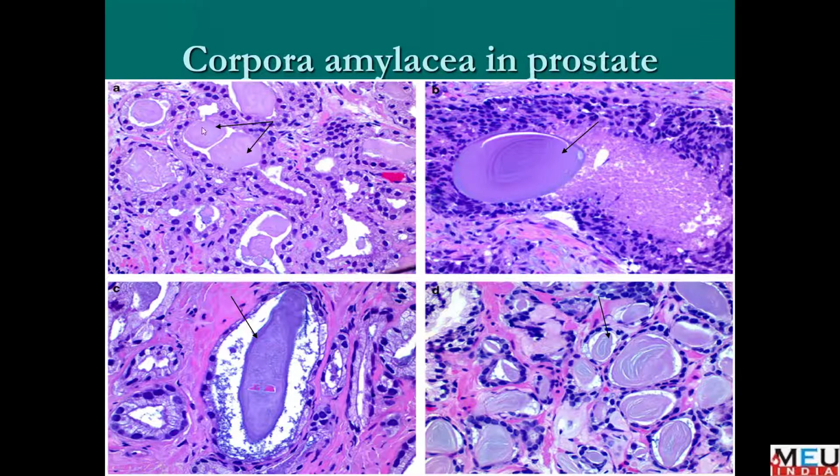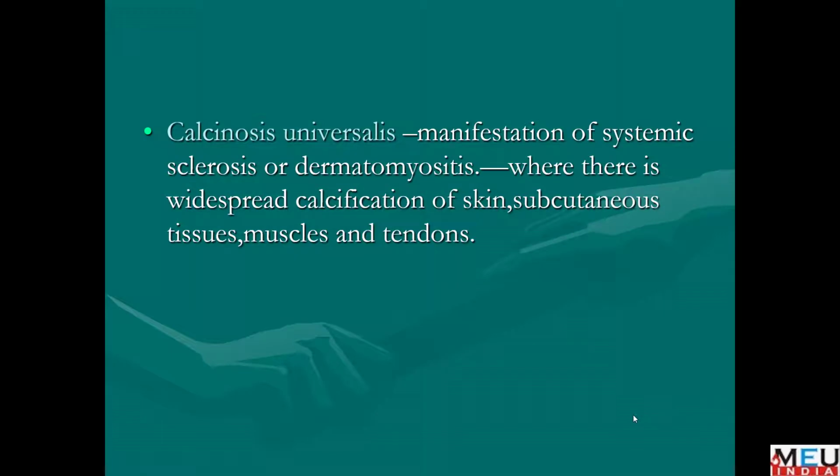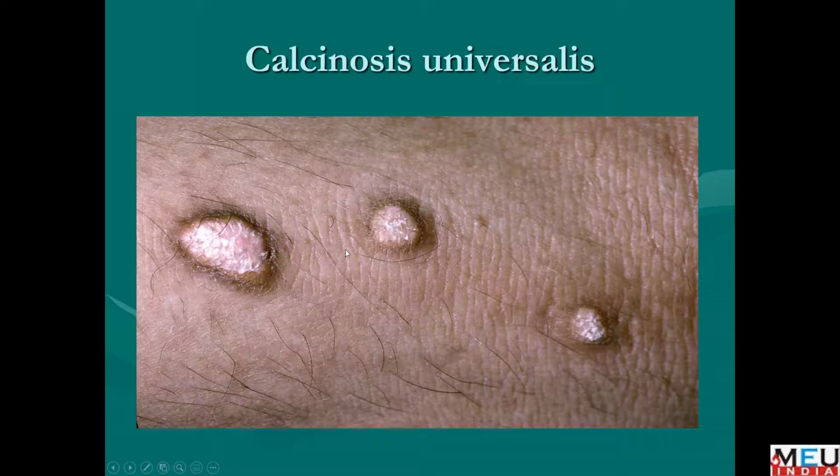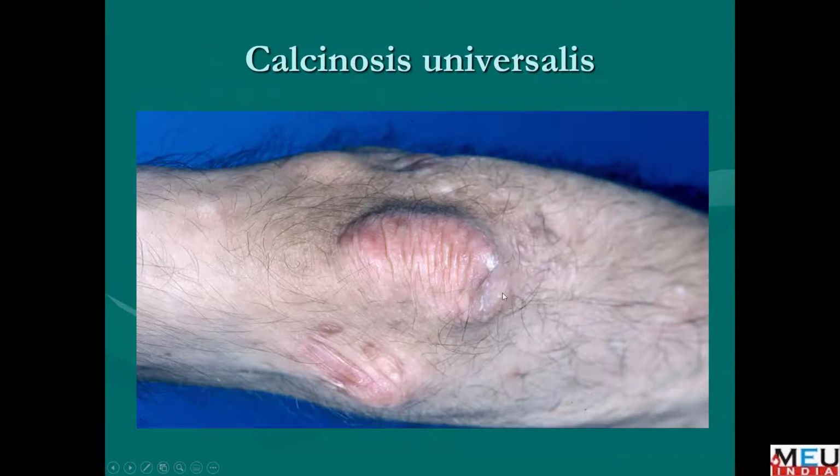See, these are the corpora amylacea in the prostate, which are basically calcifications. Calcinosis universalis is a manifestation of systemic sclerosis or dermatomyositis, where there is widespread calcification of skin, subcutaneous tissues, muscles, and tendons. See, this is the calcinosis universalis, and this is the deposition under the skin. Another one of calcinosis universalis.